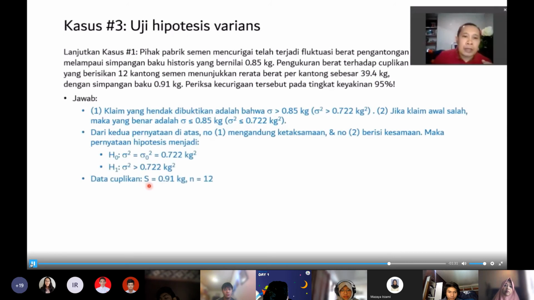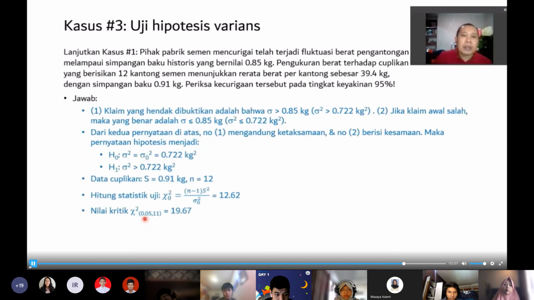Dan dari cuplikan kita mendapatkan simpangan bakunya adalah 0,91 S, kemudian N-nya sama dengan 12. Statistik ujinya kita menggunakan chi-square, dengan rumus demikian. Sangat simpel, kemudian Anda mendapatkan angka 12,62. Dan seperti biasa kita bandingkan dengan nilai kritik. Nilai kritik chi-square untuk probabilitas 0,05 dan derajat kebebasan 11. Ini probabilitasnya untuk satu sisi sebelah kanan, sesuai dengan H1-nya.